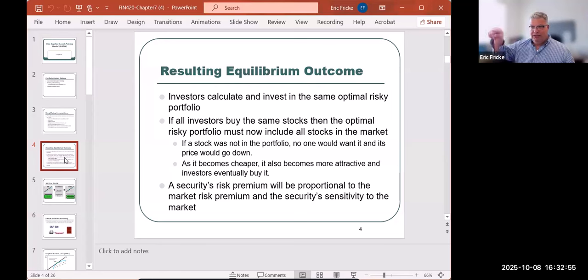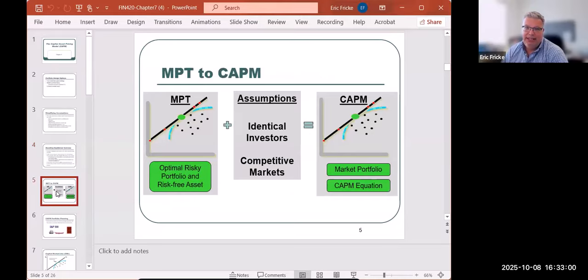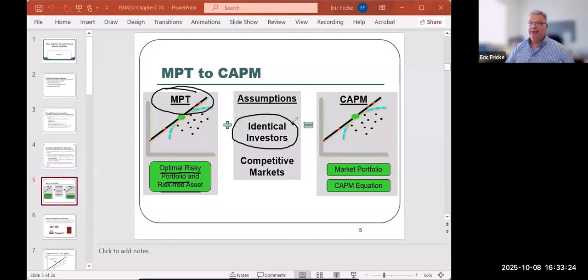Okay, remember that chart we did a little while back. Here's a graphical representation of this. We started off with modern portfolio theory, and that was based on this optimal risky portfolio, which we calculated with the Sharpe ratio. Then we start making some assumptions, and basically those assumptions came down to identical investors, and we all have the same information. There's no taxes, so the market's all pretty competitive.